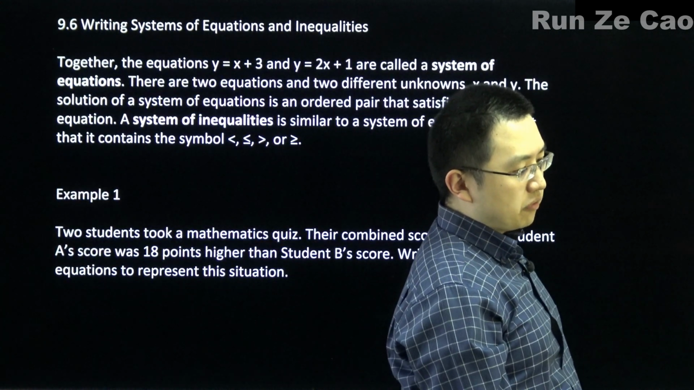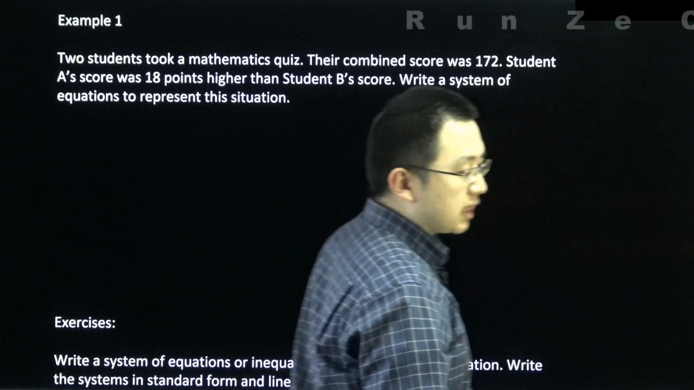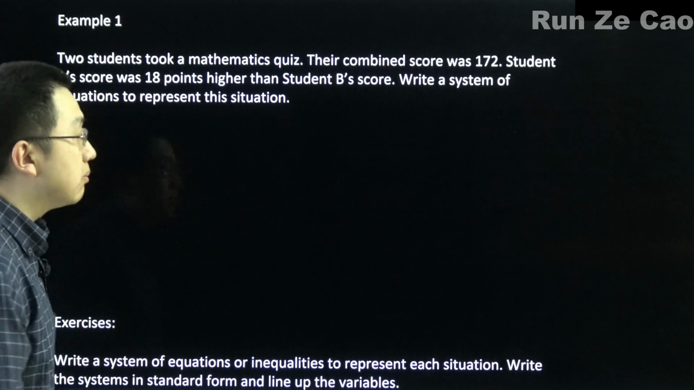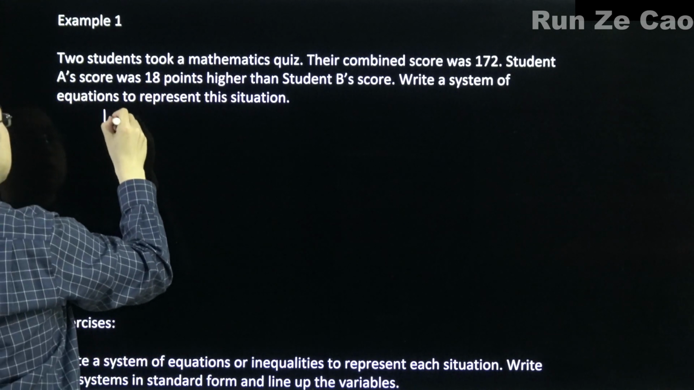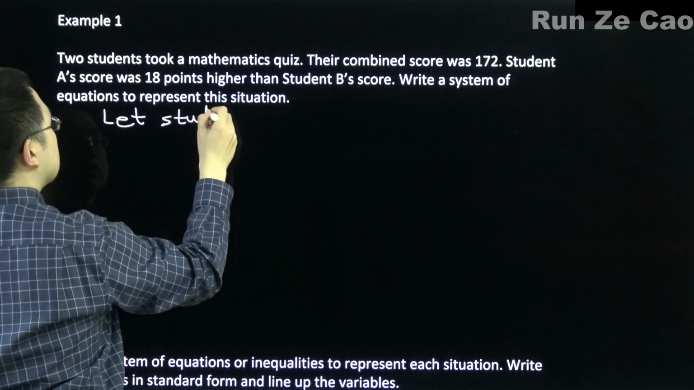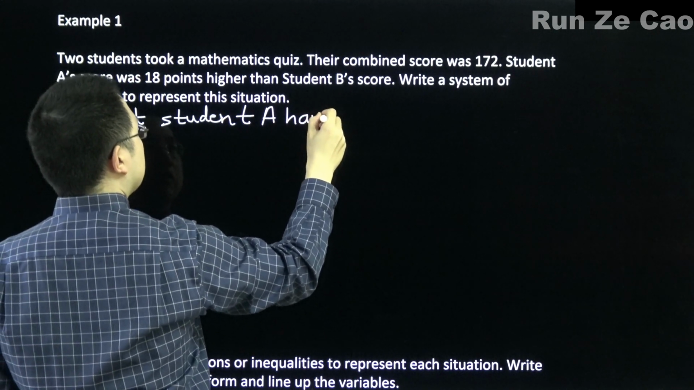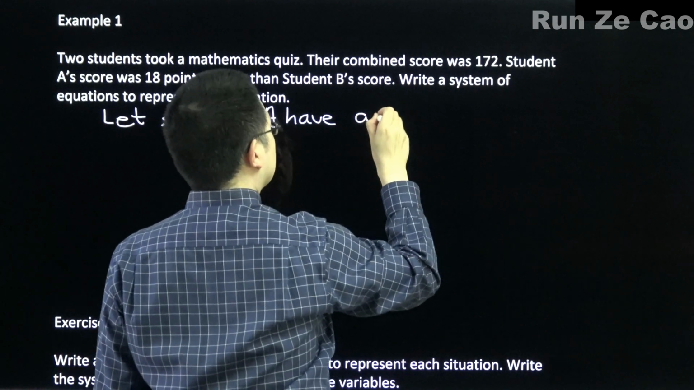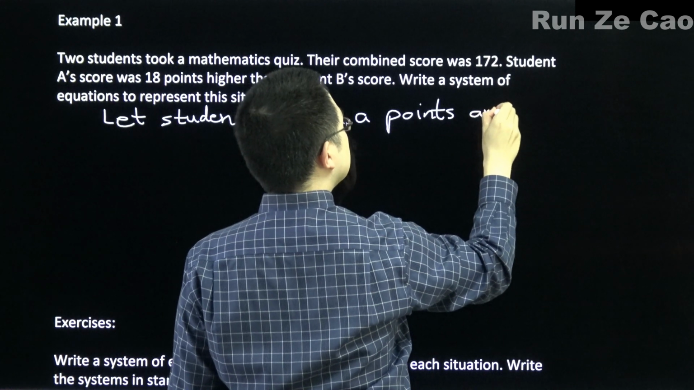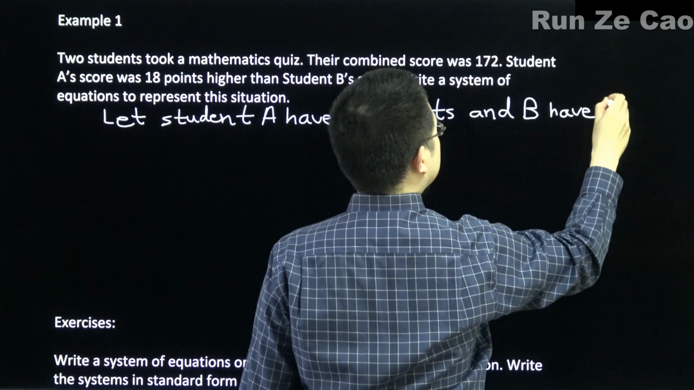Let's say we have two students who took a mathematics quiz, and their combined score was 172, with student A's score 18 points higher than student B's score. Student A has A points and B has B points.